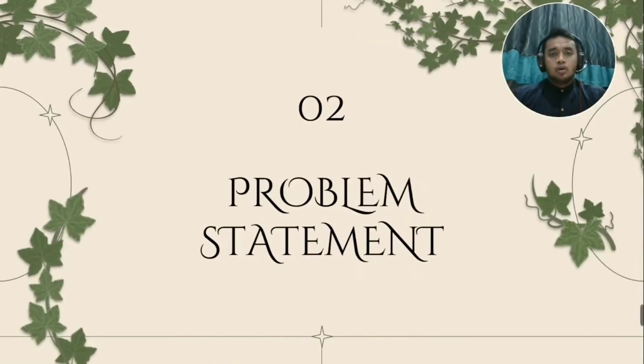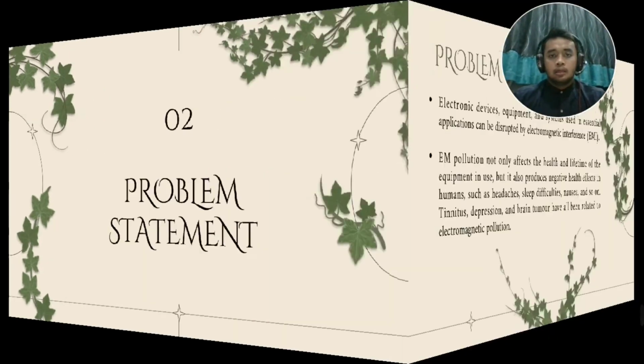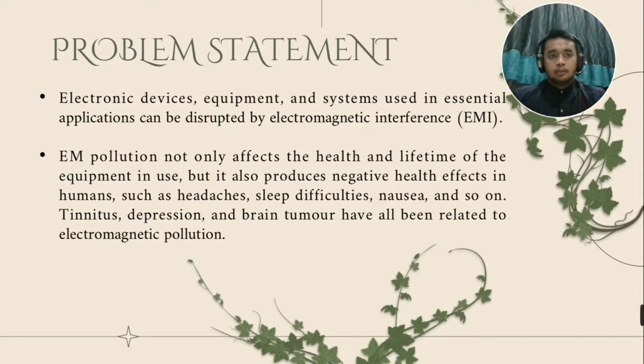After that, we go to the problem statement. What happened, what is the problem, the cause of the electromagnetic wave. For the first one, electronic devices, equipment and systems in essential use can be disrupted by electromagnetic interference, EMI. So nowadays electronic devices are very much in use at this time. So the electromagnetic interference disrupts us humans.